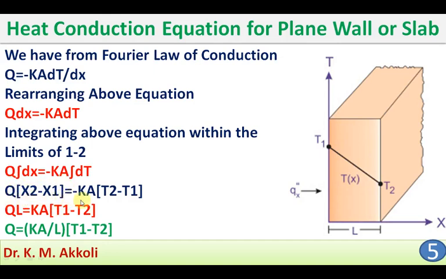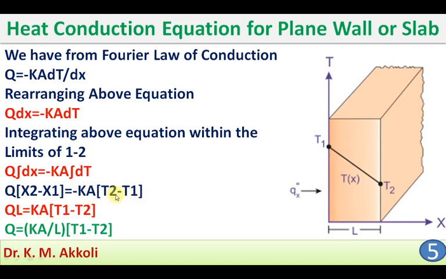Therefore the integral of dx becomes x within the limits 1 to 2, which is x2 minus x1. Similarly, on this side we have minus KA, and the integration of dT will be T within the limits 1 to 2, which gives T2 minus T1. And x2 minus x1 is the length, so we get Q L equals minus KA (T2 minus T1).